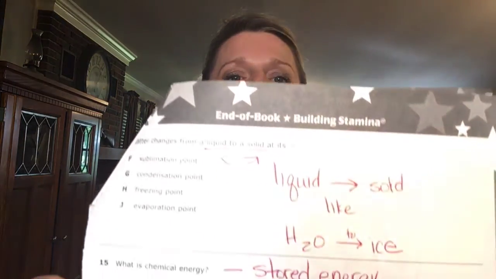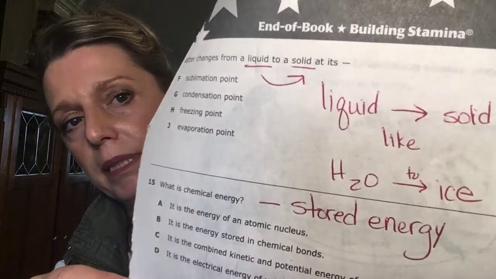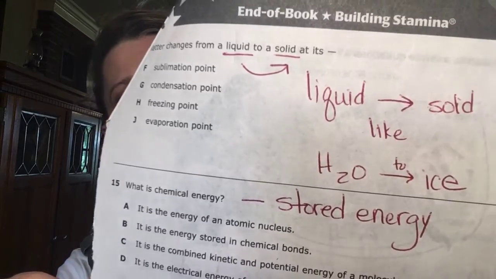What number is that? Number 14, matter changes from a liquid to a solid. So remember, if it's changing from a liquid to a solid, it's going to be like water changing into ice. So basically what's happening when it changes water into ice. Chemical energy is just energy that's stored for you to use later.